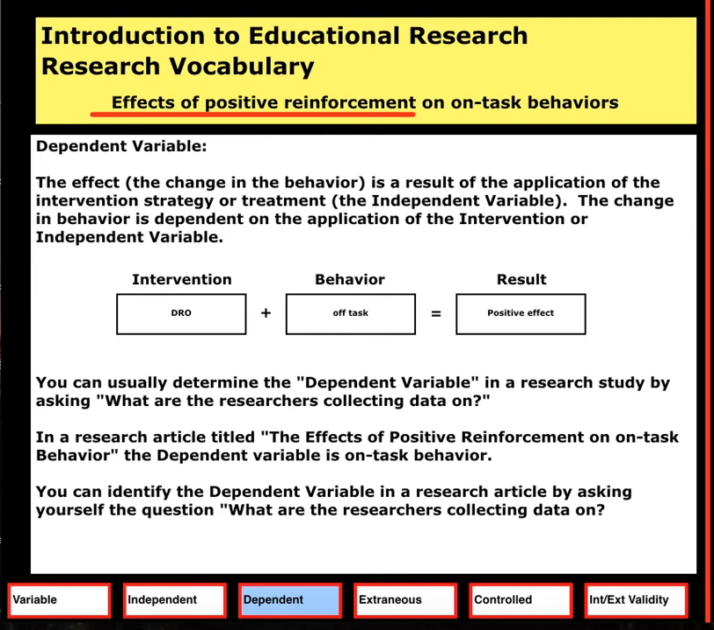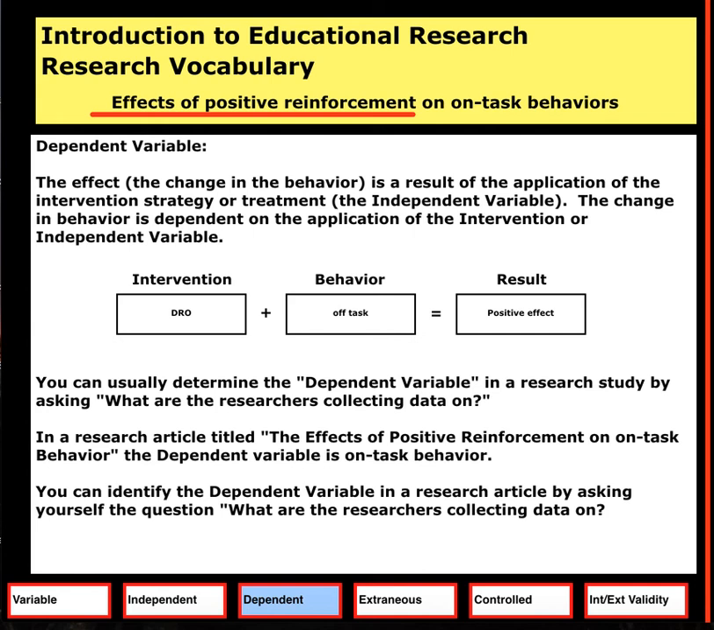So now we have an independent variable or a treatment or an intervention. And in this case, it's DRO, differential reinforcement of other behavior. And we have a dependent variable or the effect, which is off-task behavior. Researchers apply the independent variable, the treatment, to a dependent variable, the behavior of interest, and then they observe the effect.